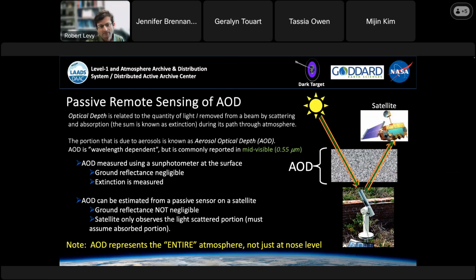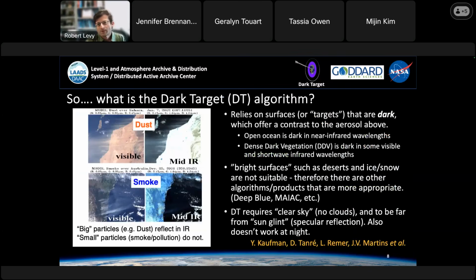But you have to note that optical depth represents the entire atmosphere and not just the level that the nose is at, which might be important for air quality and such. But for many reasons, we're still attempting to measure aerosol optical depth. What the Dark Target algorithm is trying to provide, and how it does this, is that it relies on surfaces or targets that are dark.